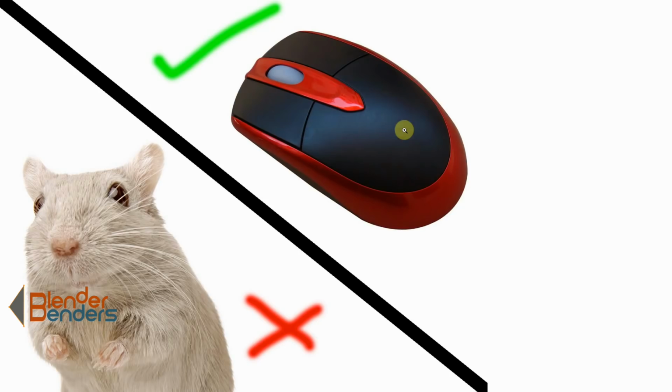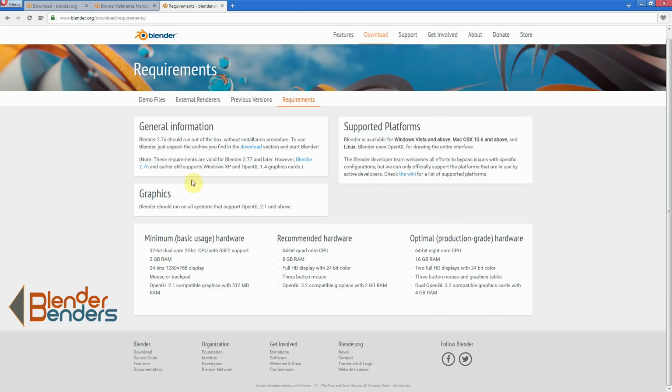This would be known as a 3-button mouse. Although it looks like 2 buttons and a scroll wheel, if you actually press on your scroll wheel, you will hear a click and it actually acts as a third button. I've seen these around for a couple of dollars, a couple of pounds, and that's all you need. You can go for a more expensive mouse, obviously, but to get you started, a cheap mouse is all you need. Okay, OpenGL 2.1 compatible graphics with 512 megabyte RAM.